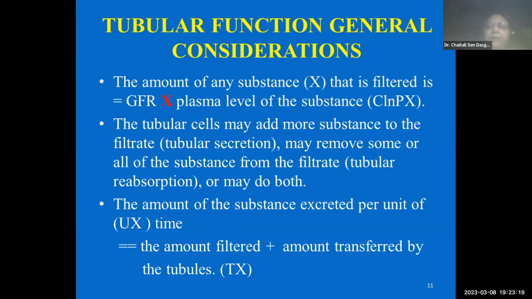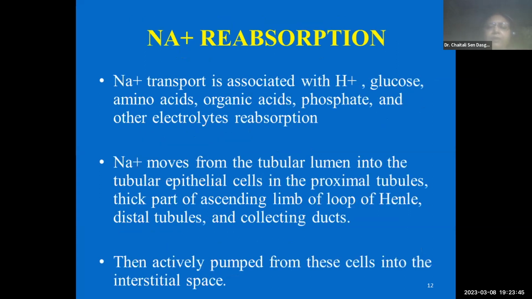The amount of any substance that is filtered is the GFR, that is glomerular filtration rate, times the plasma level of the substance. The tubular cells may add more substance to the filtrate by tubular secretion. They may remove some or all of the substance from the filtrate by tubular reabsorption, or may do both. So the amount of substance that is excreted per unit of time is the amount filtered plus the amount transferred by the tubules. Sodium transport is associated with hydrogen ion, glucose, amino acid, organic acid, phosphate, and other electrolyte reabsorption.